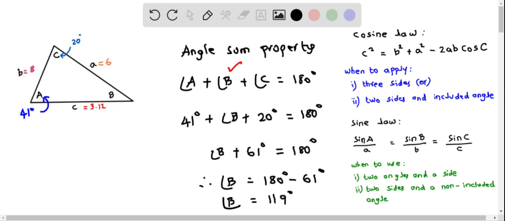So we have solved all the three unknowns. Let's write down here. We have solved side length c, and this equals 3.12. Then we determined angle A, which is equal to 41 degrees, and finally we determined angle B, and this equals 119 degrees. So we solved this triangle.